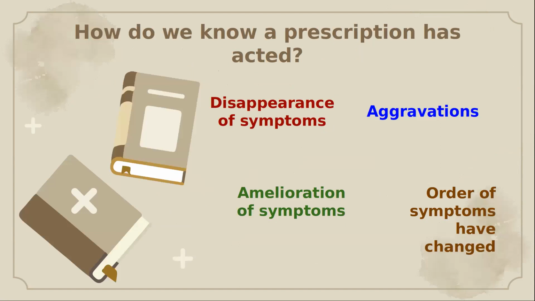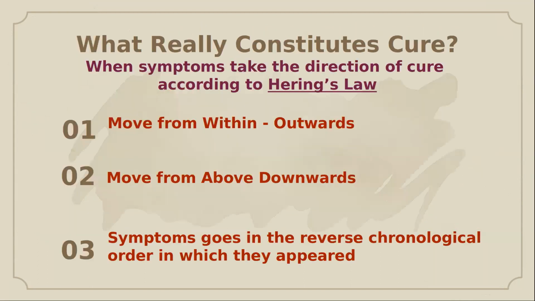So how do we know that a prescription has acted? We know that it is a second prescription when the previous one has acted. So how do we know our prescription has acted? In the follow-up, we will see that some symptoms have disappeared. There may be aggravation in the patient. Some symptoms are getting better. And the symptoms have changed in order, like new symptoms have appeared, new symptoms of the disease, new symptoms of the remedy. So there are so many things happening which tell us that our previous prescription has acted. Good in a good way or in a bad way? No, this is just that it has acted. And we are waiting for the cure.